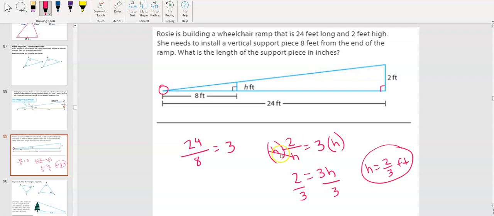So we're going to do the math and figure this out. So I multiplied both sides by h so that I could move the h out from underneath the 2. That gave me the equation 2 equals 3 times h. Then I divided both sides by 3, and I got 2/3 of a foot. So the height of this little support piece should be 2/3 of a foot tall.